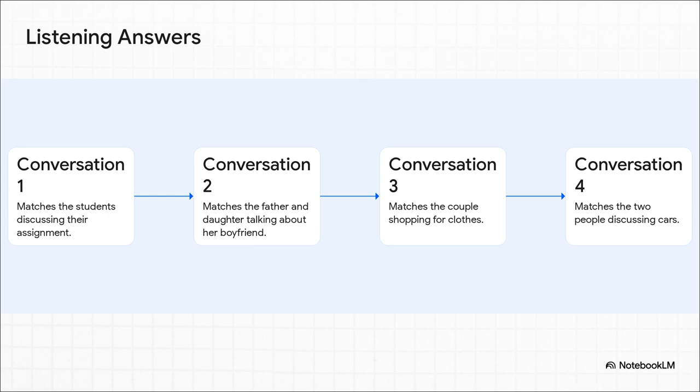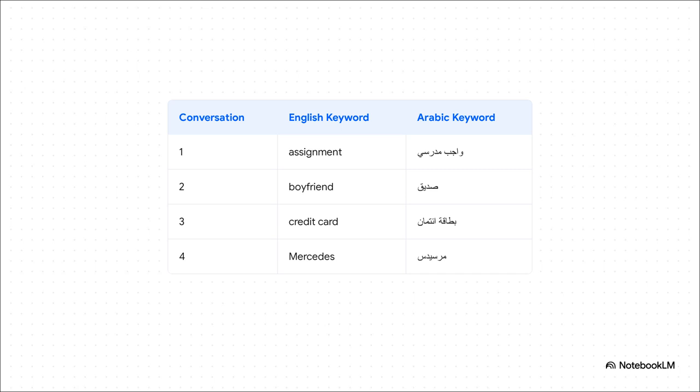Fantastic work. This really shows you just how important keywords are. For that first conversation, the word assignment was a huge clue. For the second one, hearing new boyfriend told you exactly who was talking. Credit card just screams shopping, doesn't it? And of course, Mercedes points you right to the cars. Listening for those main ideas really does make everything so much easier to understand.